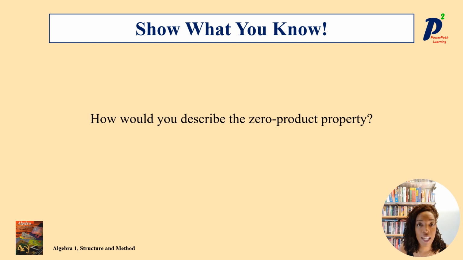So, if you're in class, turn to a classmate. If you're at home, talk to yourself. If you're working with a parent, tell your parent. How would you describe the zero product property?